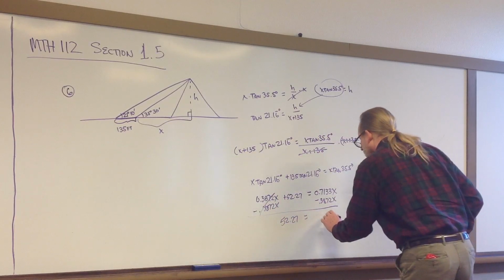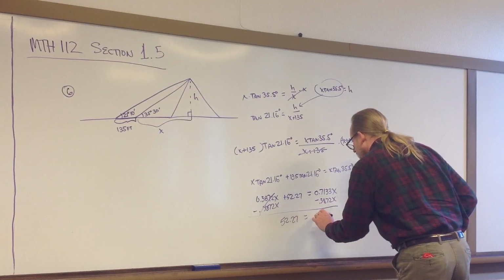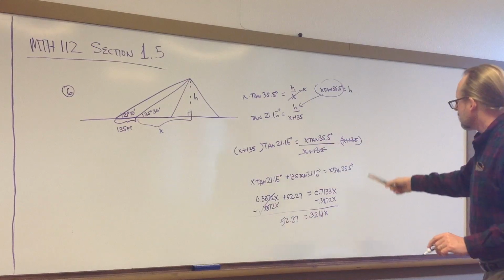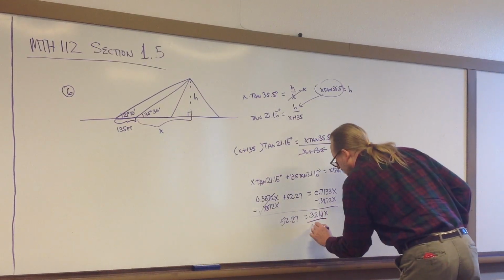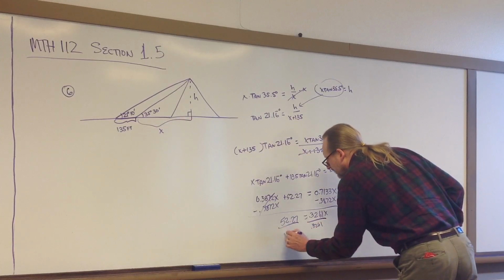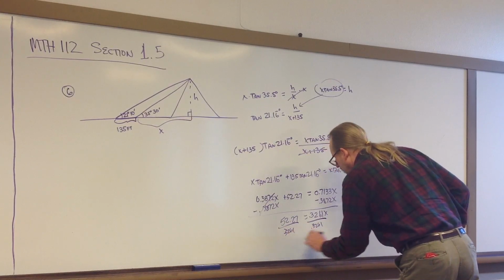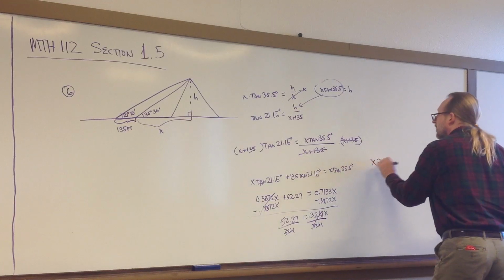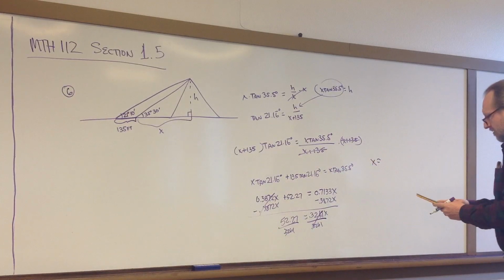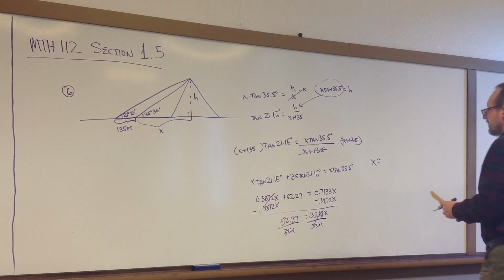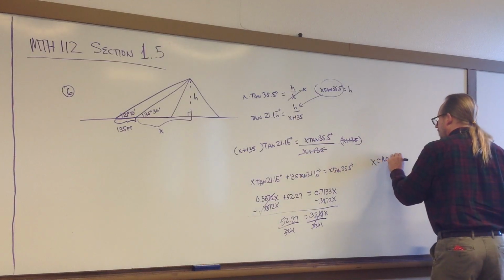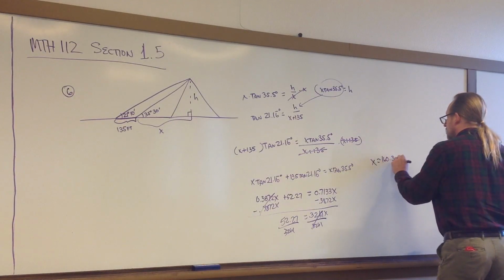Over here, what are we going to get? 1, 6, 2, 3, right? 13, 11, and 7. Okay, so then we got to divide on both sides by 0.3261. So what do we get? 52.27 divided by 0.3261, 160.3 feet.